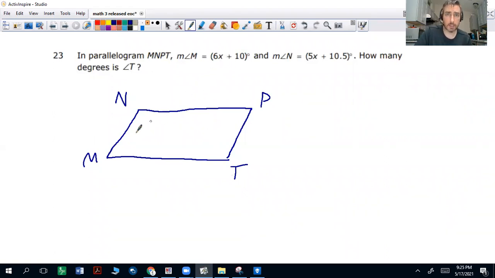So we're gonna put our degrees. We got M is 6x plus 10 degrees. We have N is 5x plus 10.5 degrees. Now, by doing that, I see that these two are next to each other. They're not across, they're not equal to each other, but consecutive angles are supplementary. What that means is they add to 180.